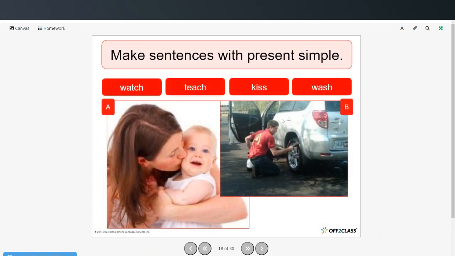So now see if you can make your own sentences using the present simple and one of the verbs. So here we might say the mother kisses her baby. The man washes the tires on the car.